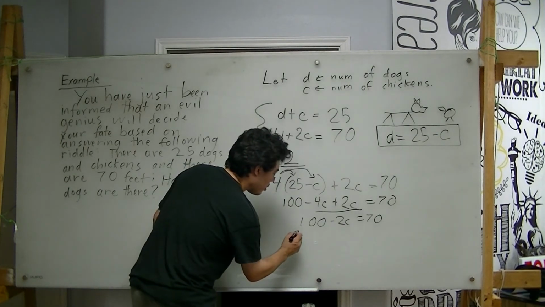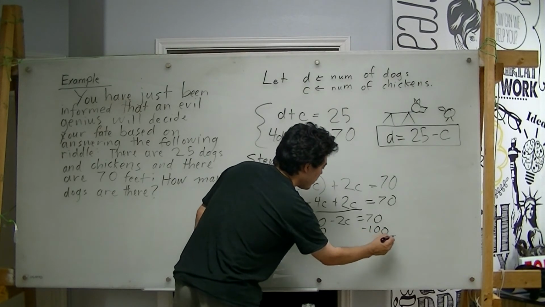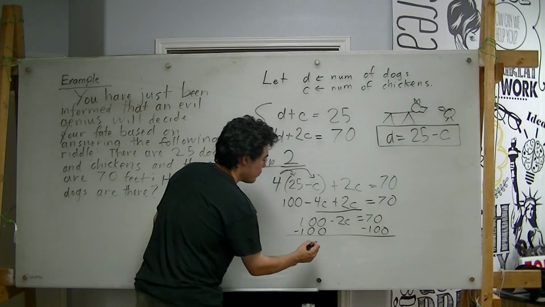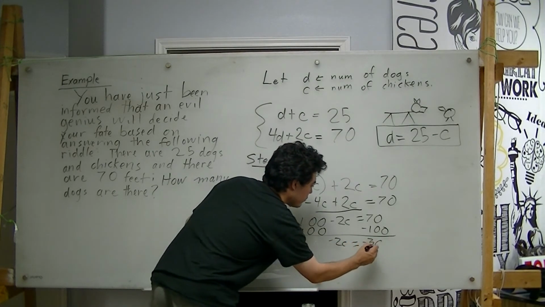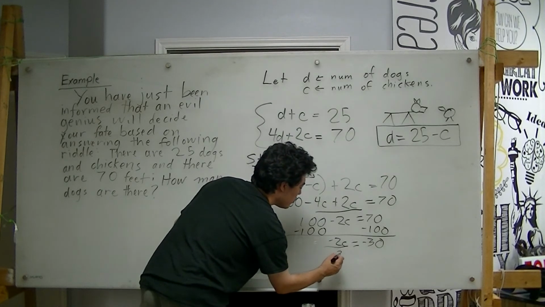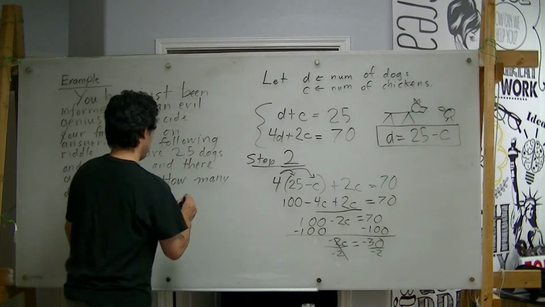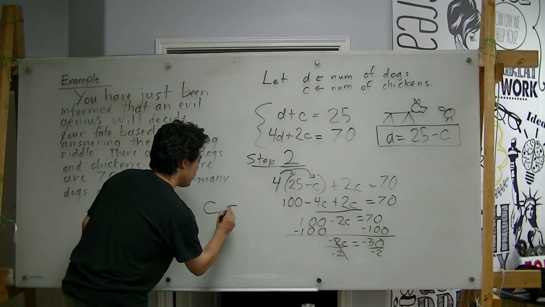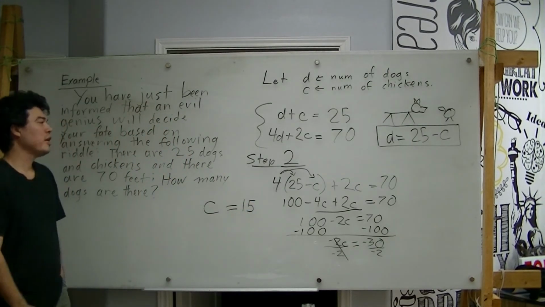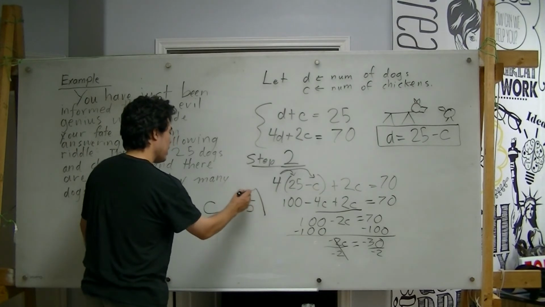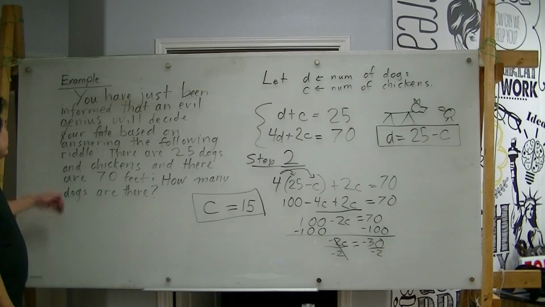I now subtract this 100 from both sides. Subtract this 100, okay? And I get negative 2C equals negative 30. Dividing by negative 2, I can see that C has to equal positive 15, because negative 30 divided by negative 2 is positive 15. Now we ask ourselves, okay, are we there yet? And we read the problem again.